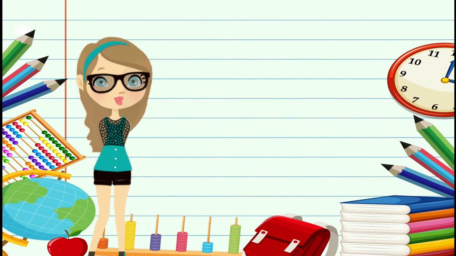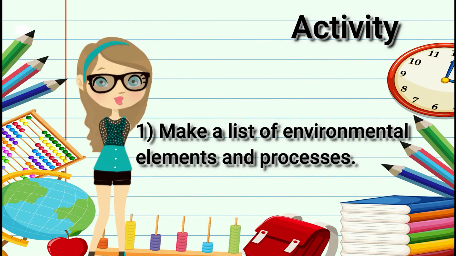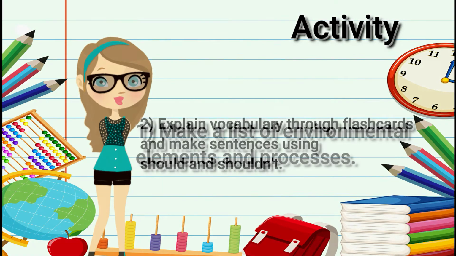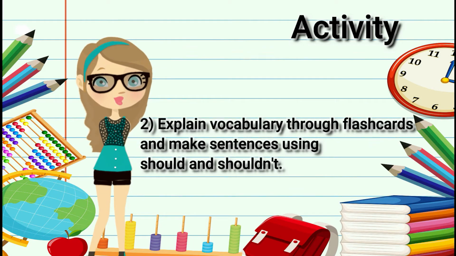Now, we are going to focus on the activity. First of all, the teacher will make a list in English of the main elements and processes that are part and influence the environment. Through flashcards, some vocabulary related to the environment will be shown, and sentences about the environmental care will be done using should and shouldn't.